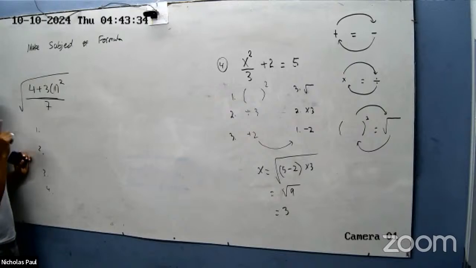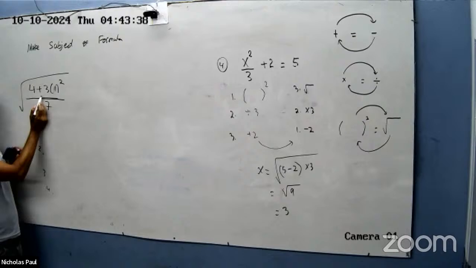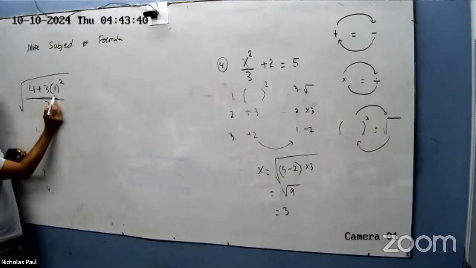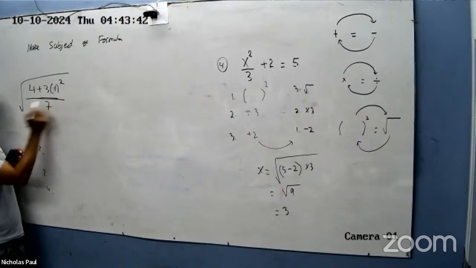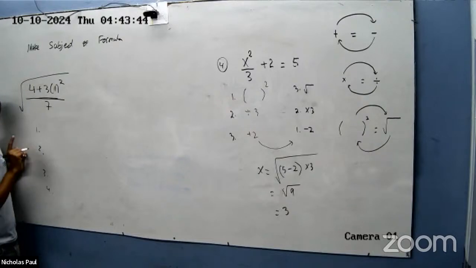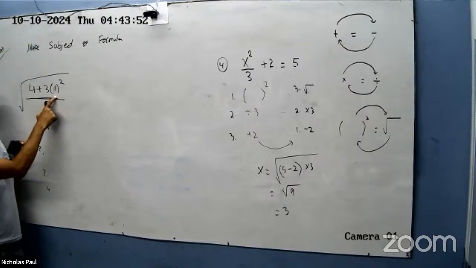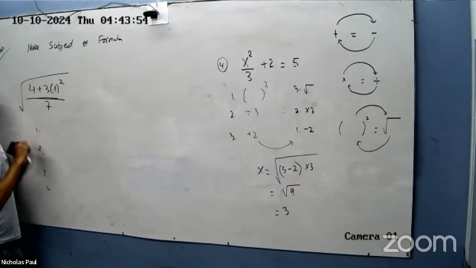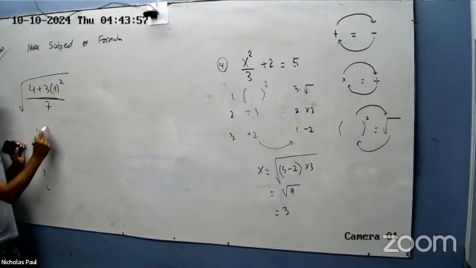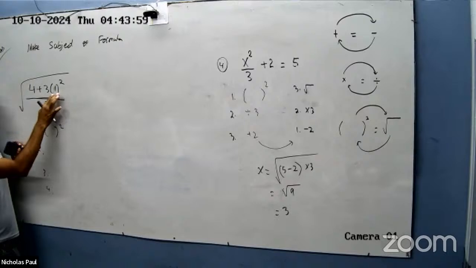Now, what would you do first? I taught it in primary school: brackets first. Always remember that. So you do brackets first, then? What is the bracket telling you to do? Square first. And then what would you do with that square value?